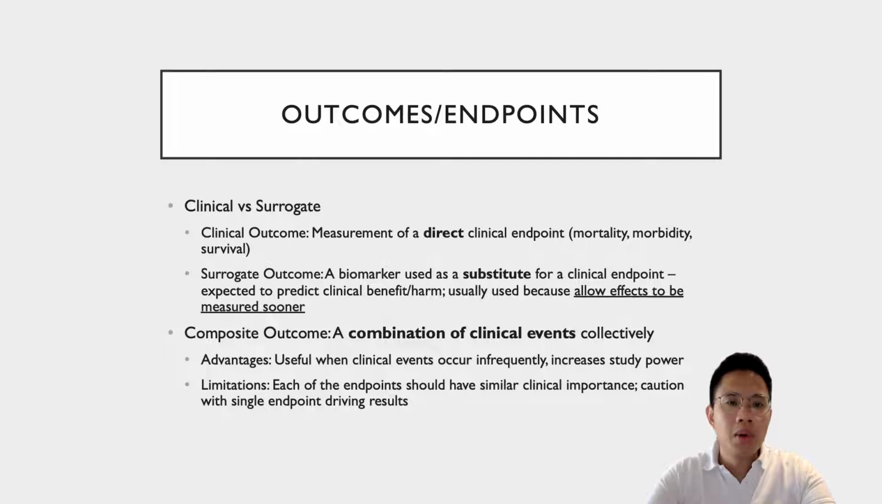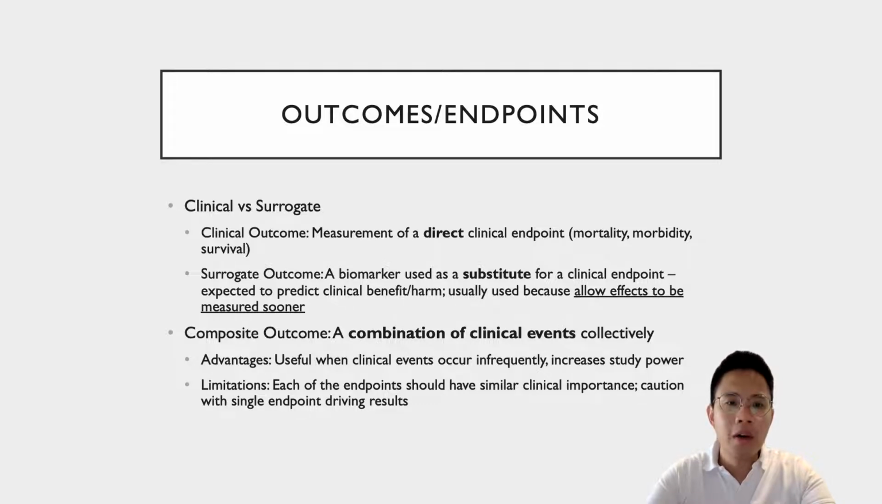Just because a study is statistically significant doesn't at the end of the day mean that it is relevant to patients. So two important concepts, the first being clinical endpoints versus surrogate endpoints. Ideally, we would like clinical outcomes. Examples include mortality, morbidity, and survival, and these usually have direct clinical relevance.